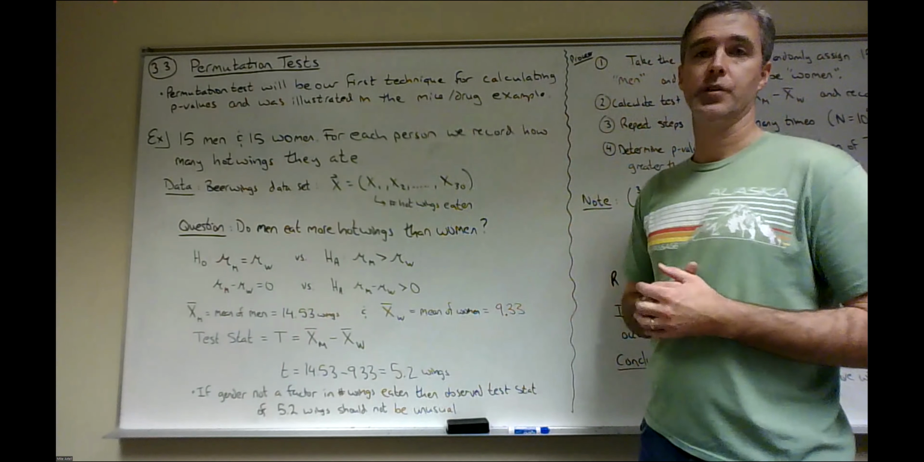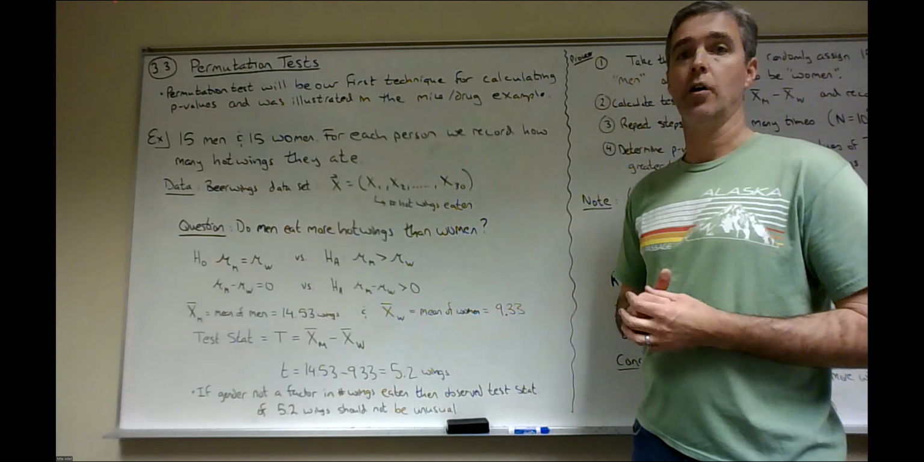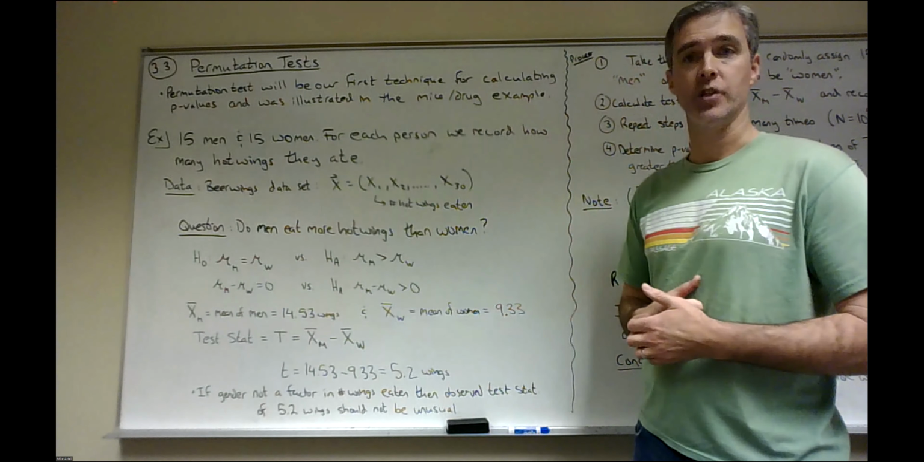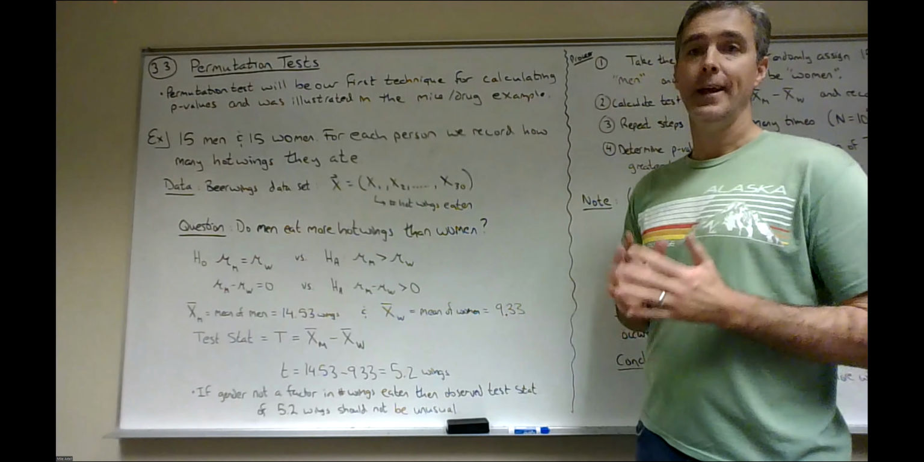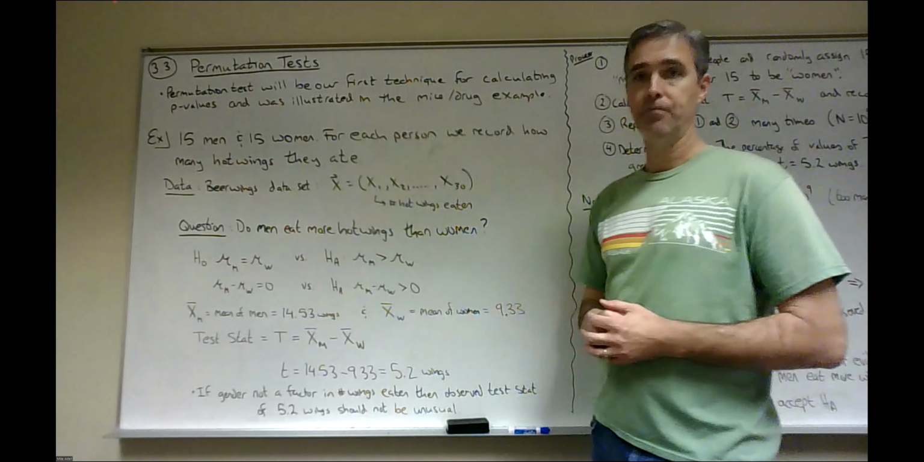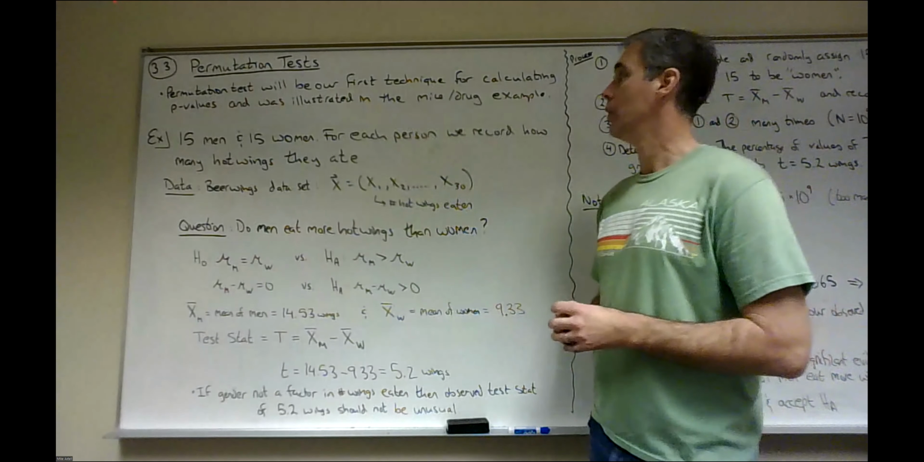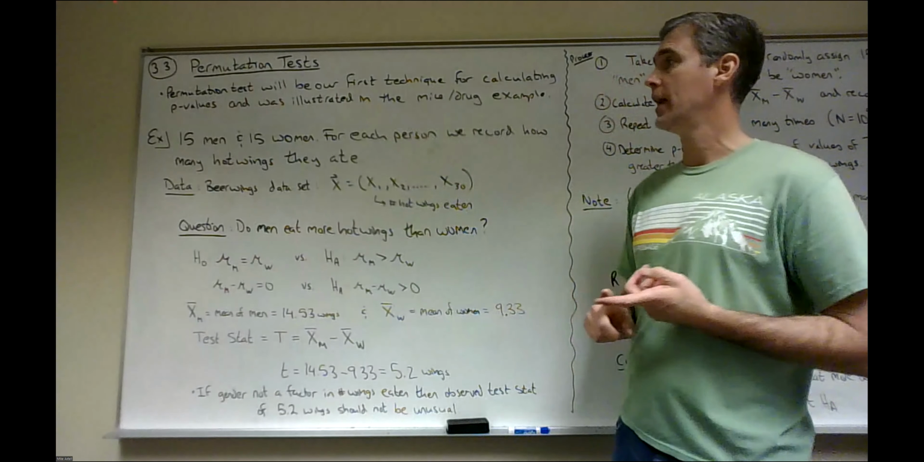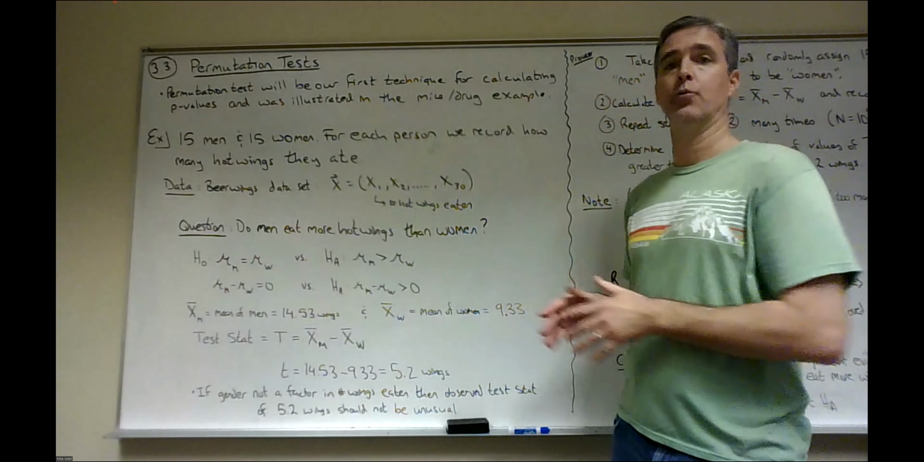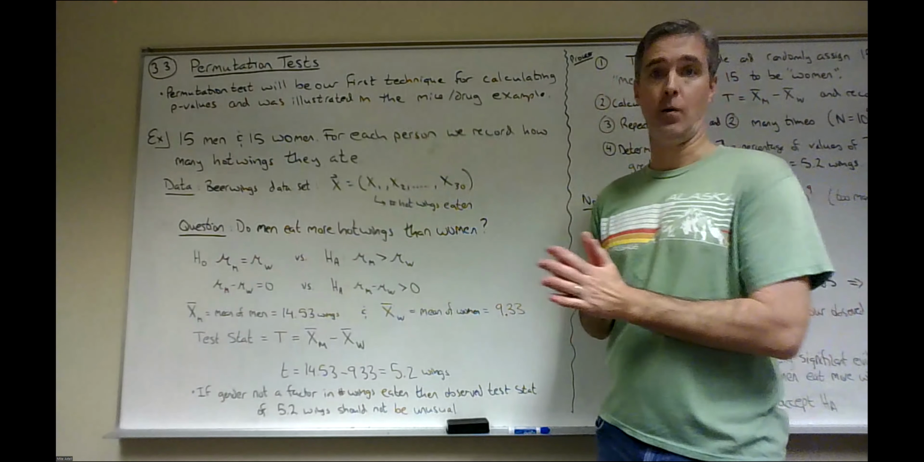So the next example is going to use one of the data sets called beer wings, which I showed you in a previous video for chapter 2. Okay. In the beer wings data set, we have 15 men and 15 women. And for each person, we recorded how many hot wings they ate and how many ounces of beer they drank. But for us in this example, we're just going to focus on how many hot wings they ate.